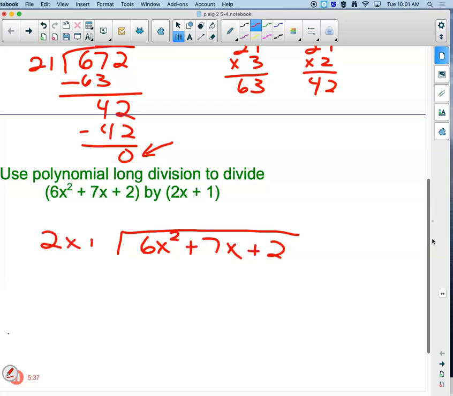And we're going to divide that by 2x plus 1. That's our divisor. That's the fancy name for that. And 6x squared plus 7x plus 2 would be our dividend.